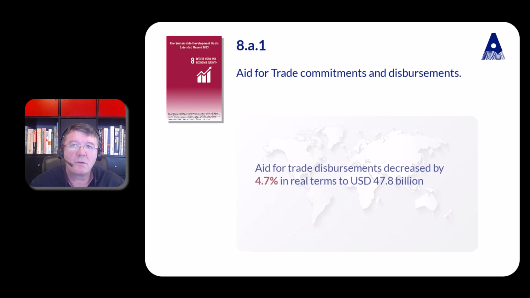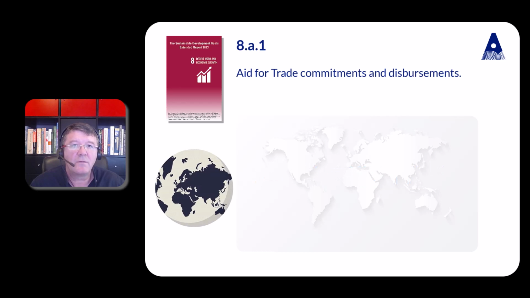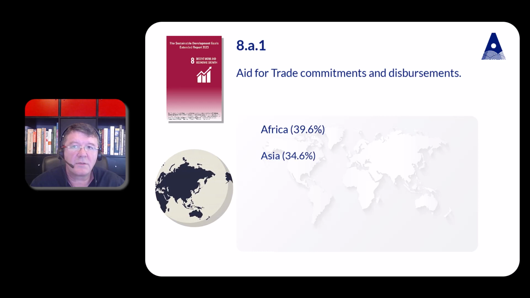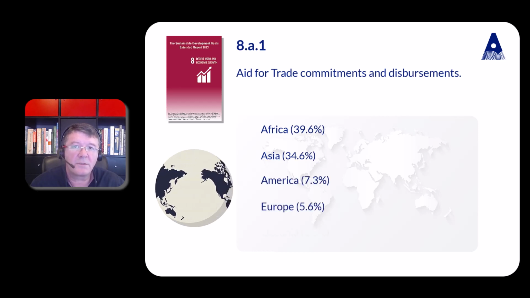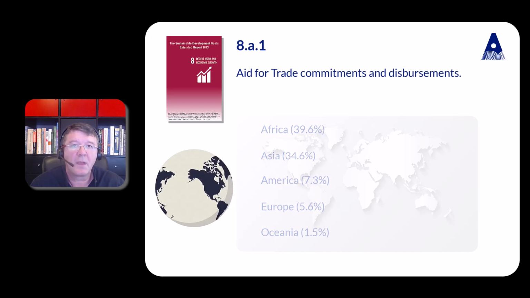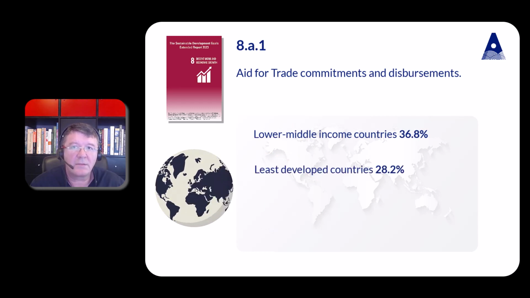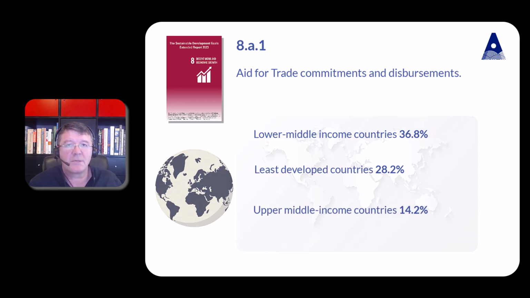In 2021, aid for trade disbursements increased by 4.7% in real terms to $47.8 billion. Geographically, aid for trade focused on Africa and Asia, which received respectively 40 and 35% of total disbursements, followed by America at 7.3%, Europe at 5.6%, and Oceania at 1.5%. In terms of income groups, lower middle income countries received 36.8% of aid for trade, followed by the least developed countries at 28.2% and upper middle income countries at 14.2%.